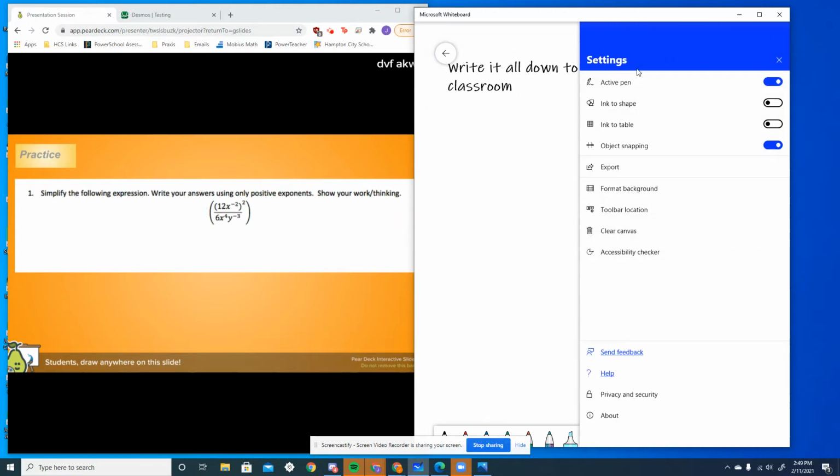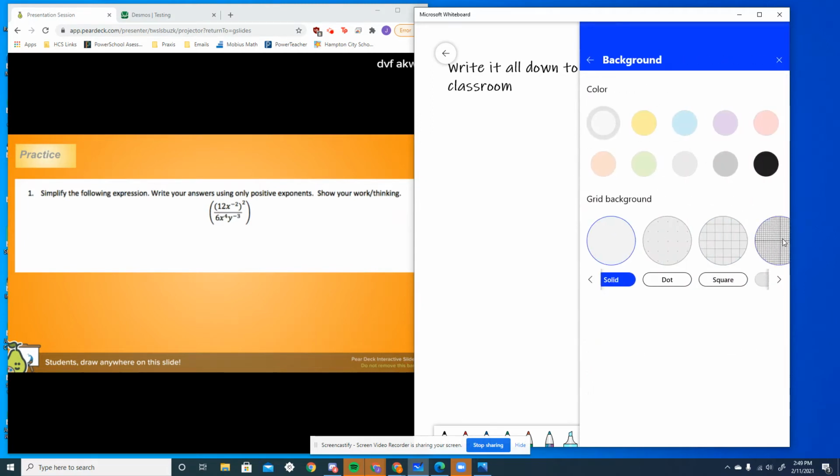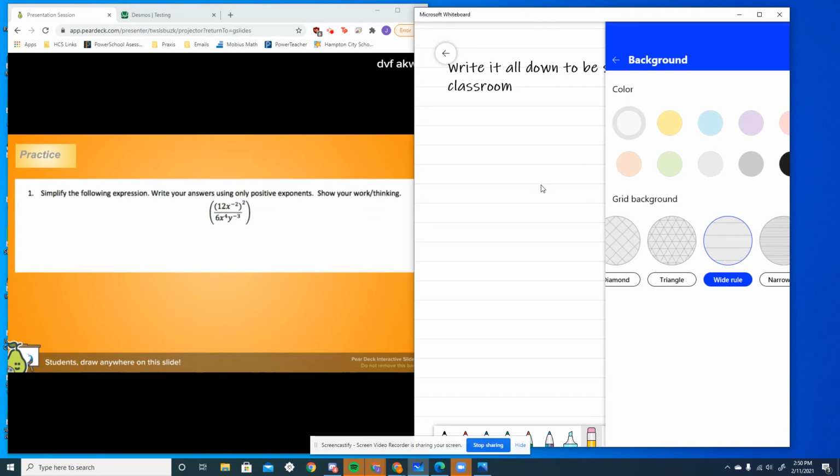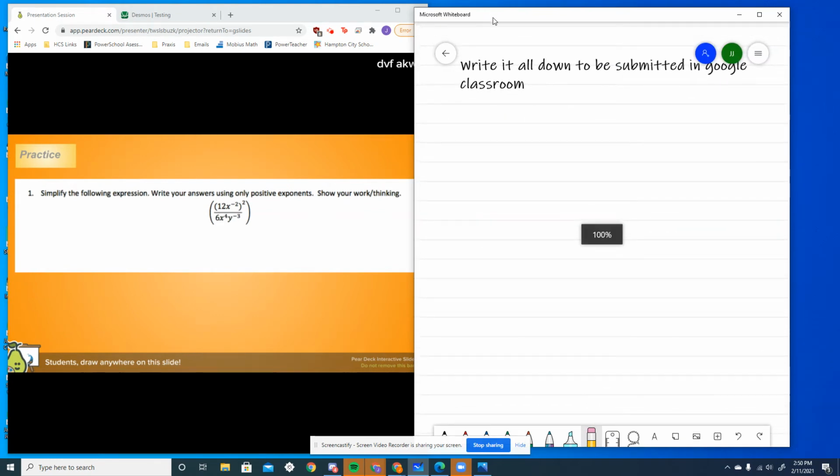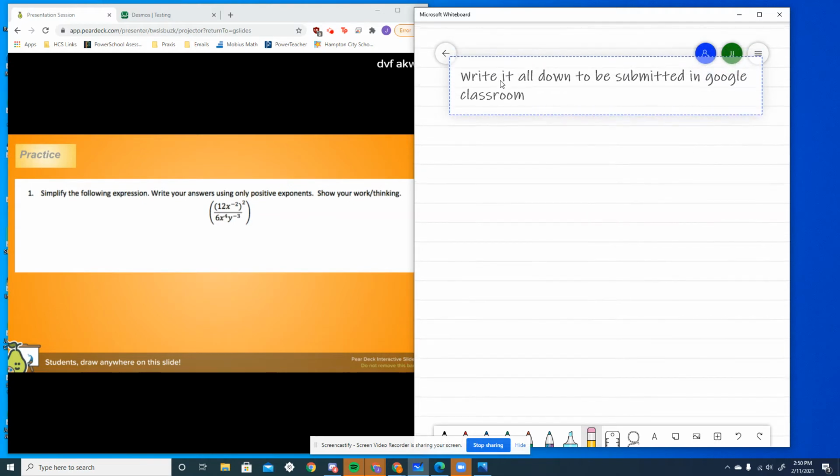Then I'm going to change this to line paper, just be a little bit easier for me to keep up with if it's all in wide rule. So I'm just going to write on wide rule paper. Let me do it like that so it's all lined up. All pretty. All right.